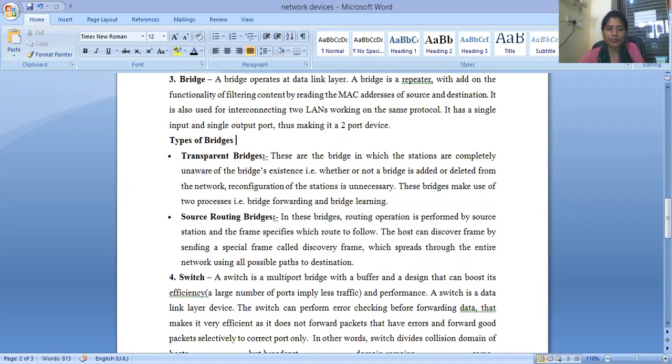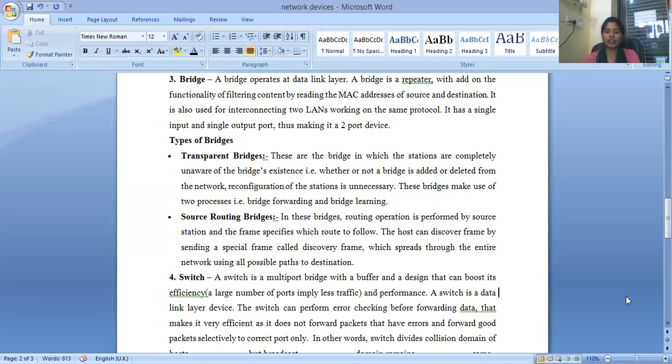Transparent bridge and source bridge: two types of bridges. Transparent bridges are those in which the stations are completely unaware of the bridge's existence, whether or not the bridge is added or deleted from the network. Reconfiguration of the stations is necessary. These bridges make use of two processes: bridge forwarding and bridge learning.